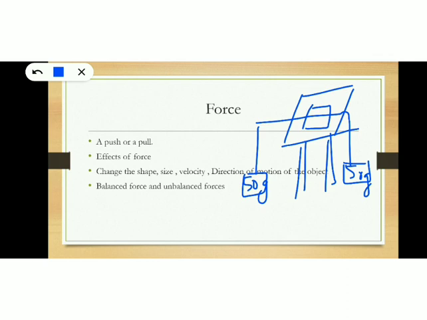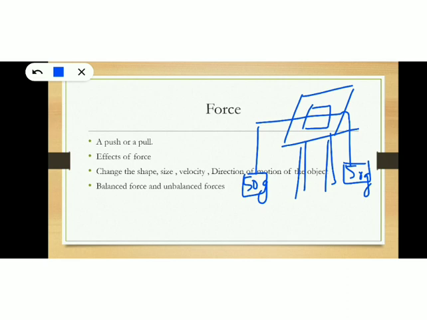As a result of this balanced force, the book is not moving. The book is at rest. The two weight hangers of 50 gram each have not brought any effect on the position of the book. The book does not change its position. So from this we can understand one thing: balanced force does not bring any effect on an object.